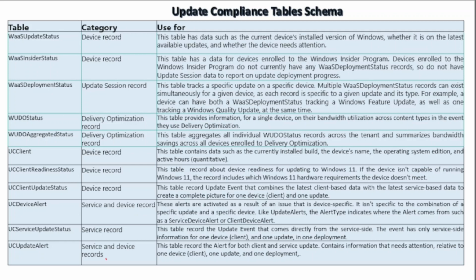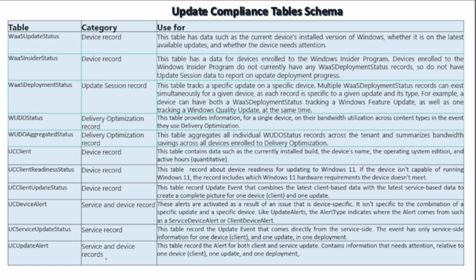The sixth table is the Update Compliance Client table, and this table contains data such as the currently installed build, the device name, the operating system edition, and the active hours. The seventh table is the Windows Update Client Readiness State, and this table records device readiness for updating to Windows 11. If the device is not capable of running Windows 11, the record includes which Windows 11 hardware requirement the device does not meet.